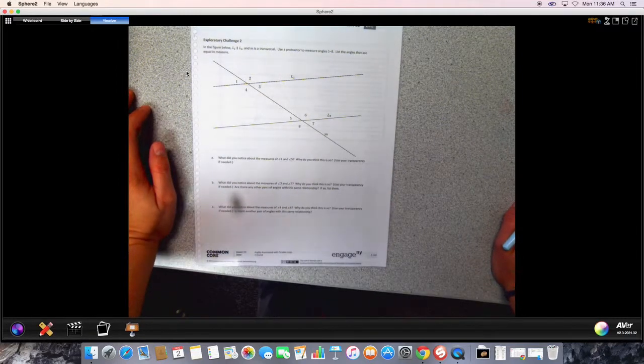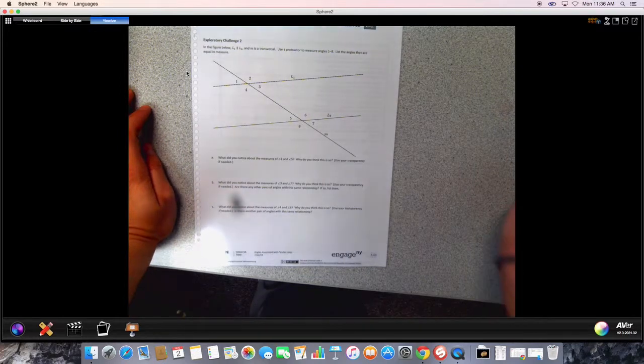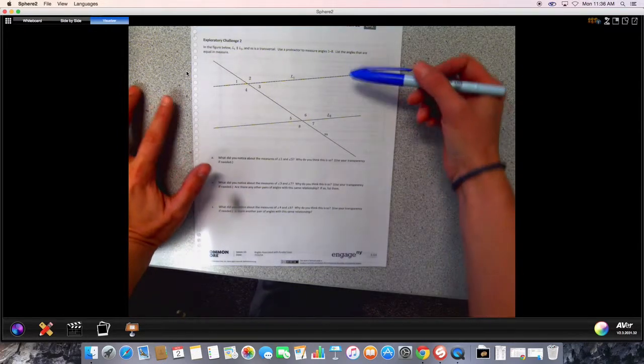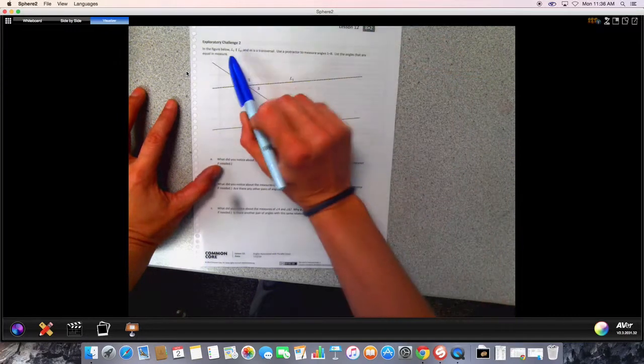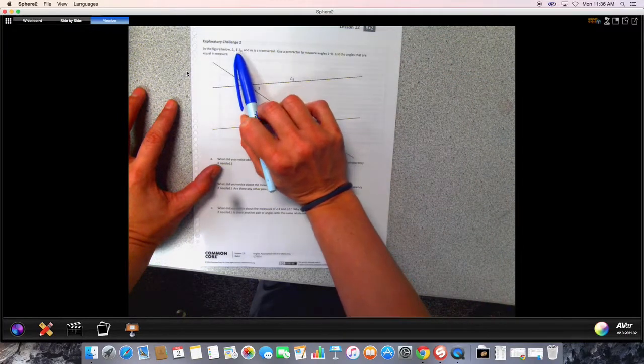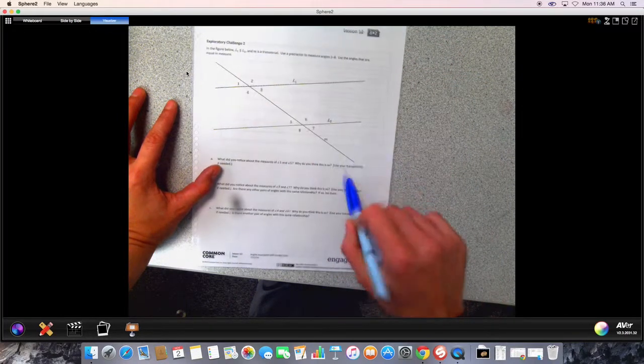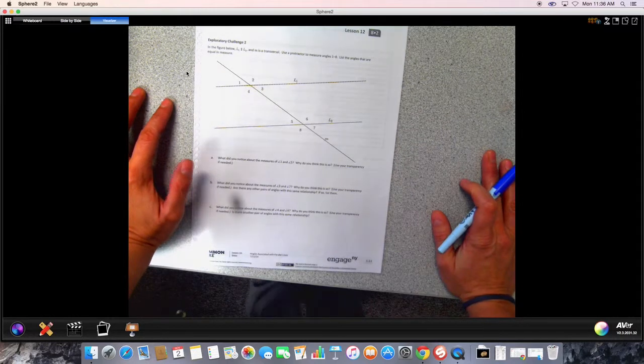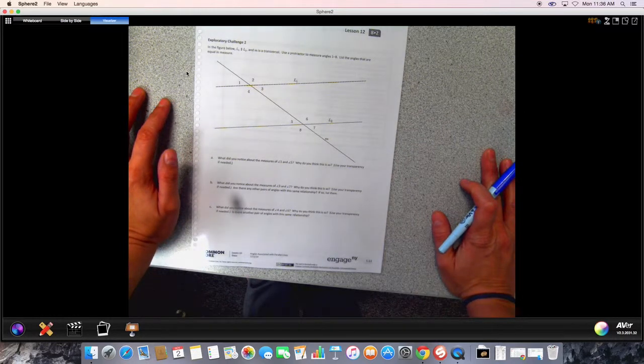We're just going to go through one example and hit everything we need to hit in that one example, and then the problem set numbers 1 through 10 will be the homework tonight. So in this figure below, line 1 is parallel to line 2. That's what these two little lines mean. And M is the transversal. Use a protractor to measure angles 1 through 8. List the angles that are equal in measure.